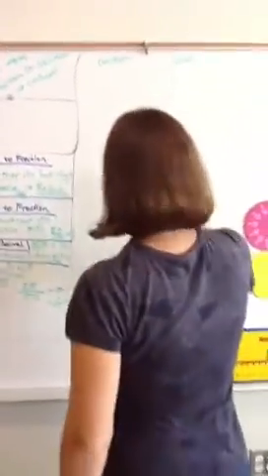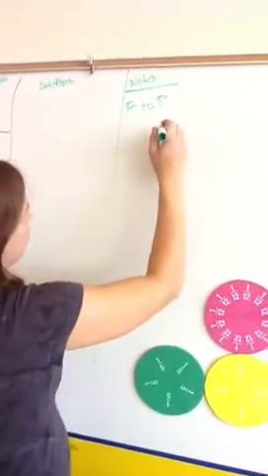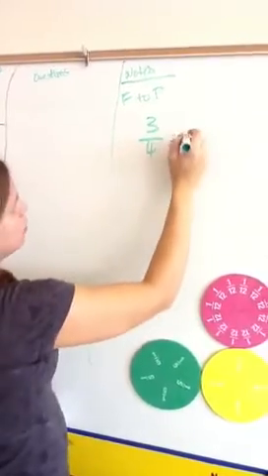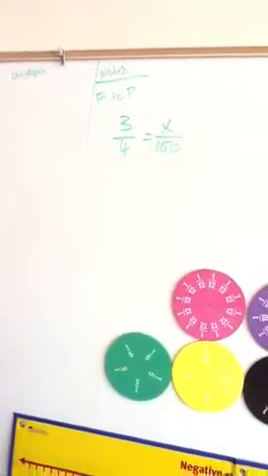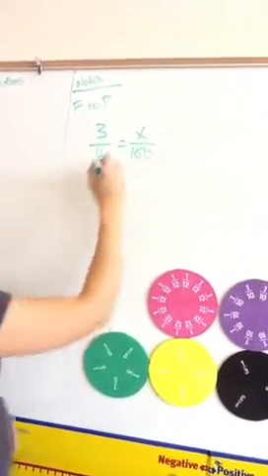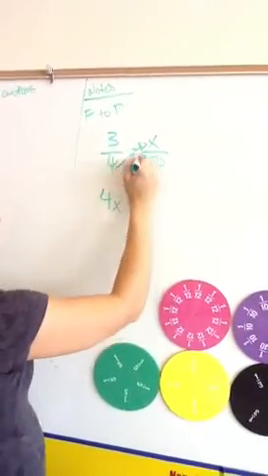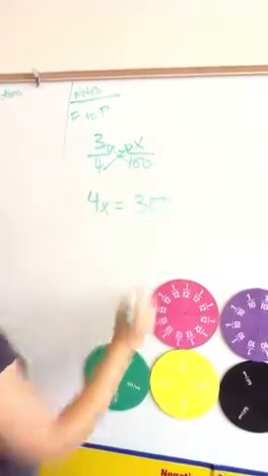Here we have fraction to percent. Now over here, we did fraction to percent. Set your fraction equal to x over 100. So let's do the one we had as an example over there. 3/4 is my fraction. I'm going to put it equal to x over 100. Cross multiply to solve. 4 times x is 4x, and 3 times 100 equals 300.